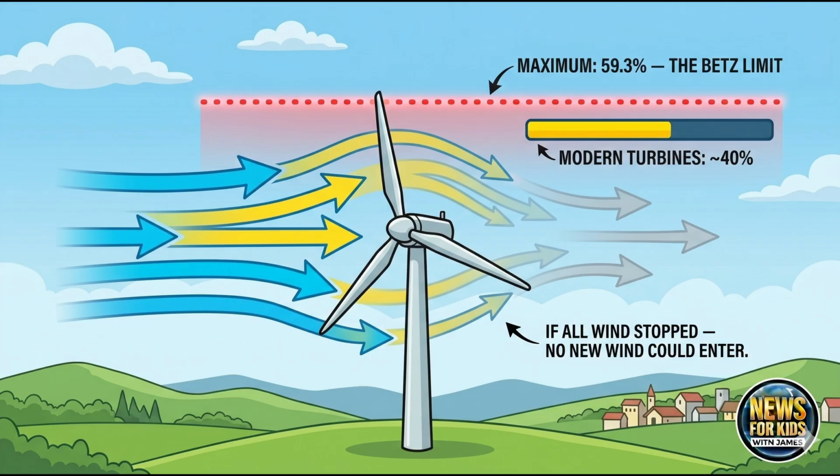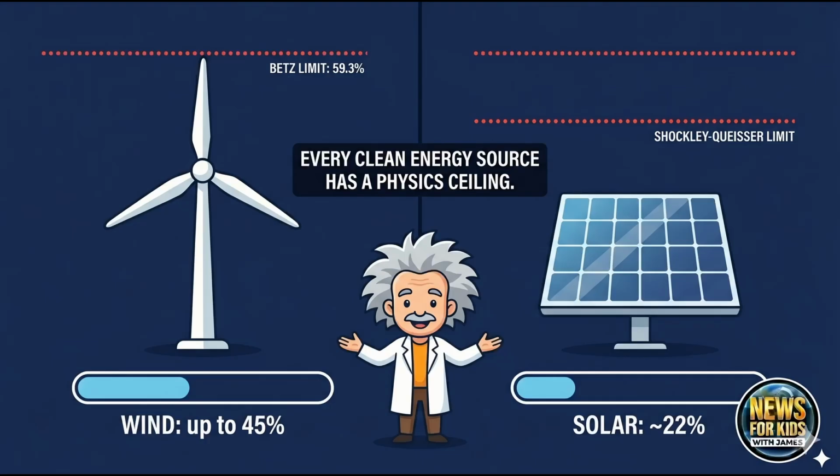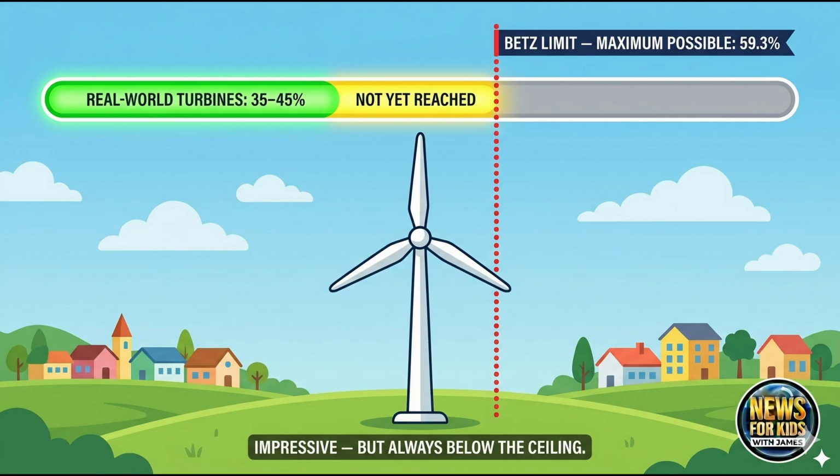Physicists worked out that the max energy any wind turbine can extract is 59.3% of the wind's energy. This is called the Betz limit. Modern turbines reach about 35 to 45% in real-world conditions. Impressive, but always below that ceiling.